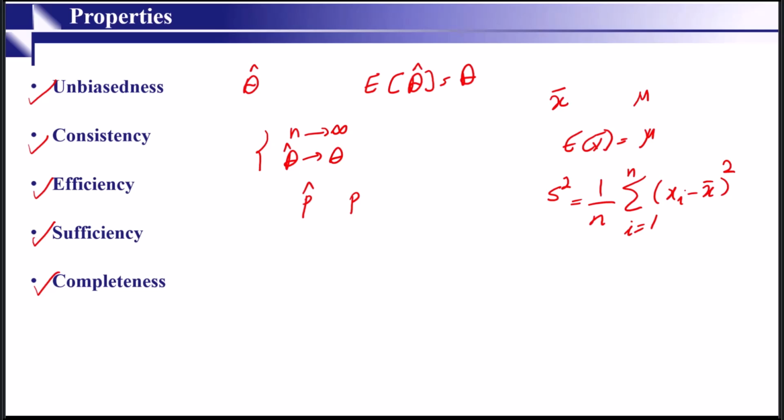The next one is sufficiency. An estimator is sufficient if it captures all information about the parameter in the sample. A sufficient statistic uses the data efficiently without loss of information. For example, for a Poisson distribution, the sample sum, the sum of xi, is a sufficient estimator for the rate parameter lambda. The last but not least is completeness. An estimator is complete if no function of it, other than a constant, is unbiased for zero across all possible parameter values. Completeness ensures the estimator is uniquely optimal. For example, for a normal distribution with known variance, the sample mean is a complete sufficient statistic for mu.